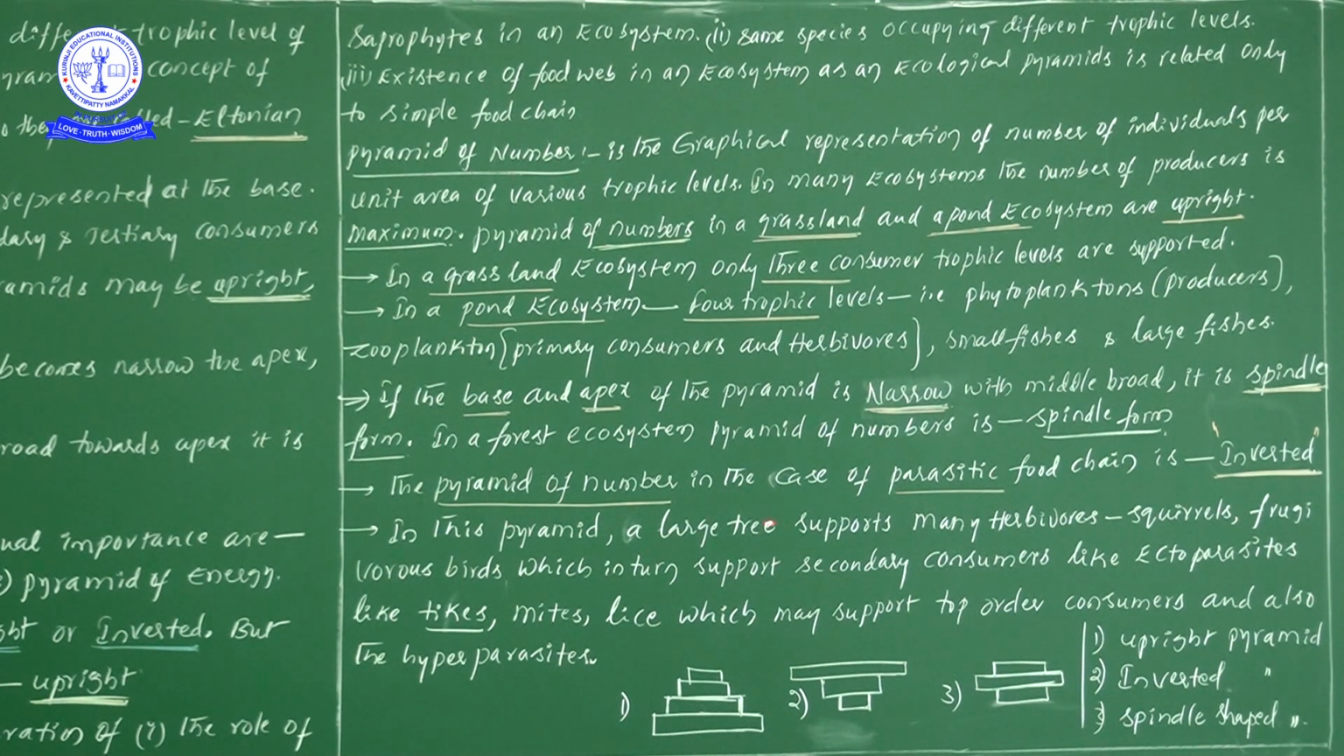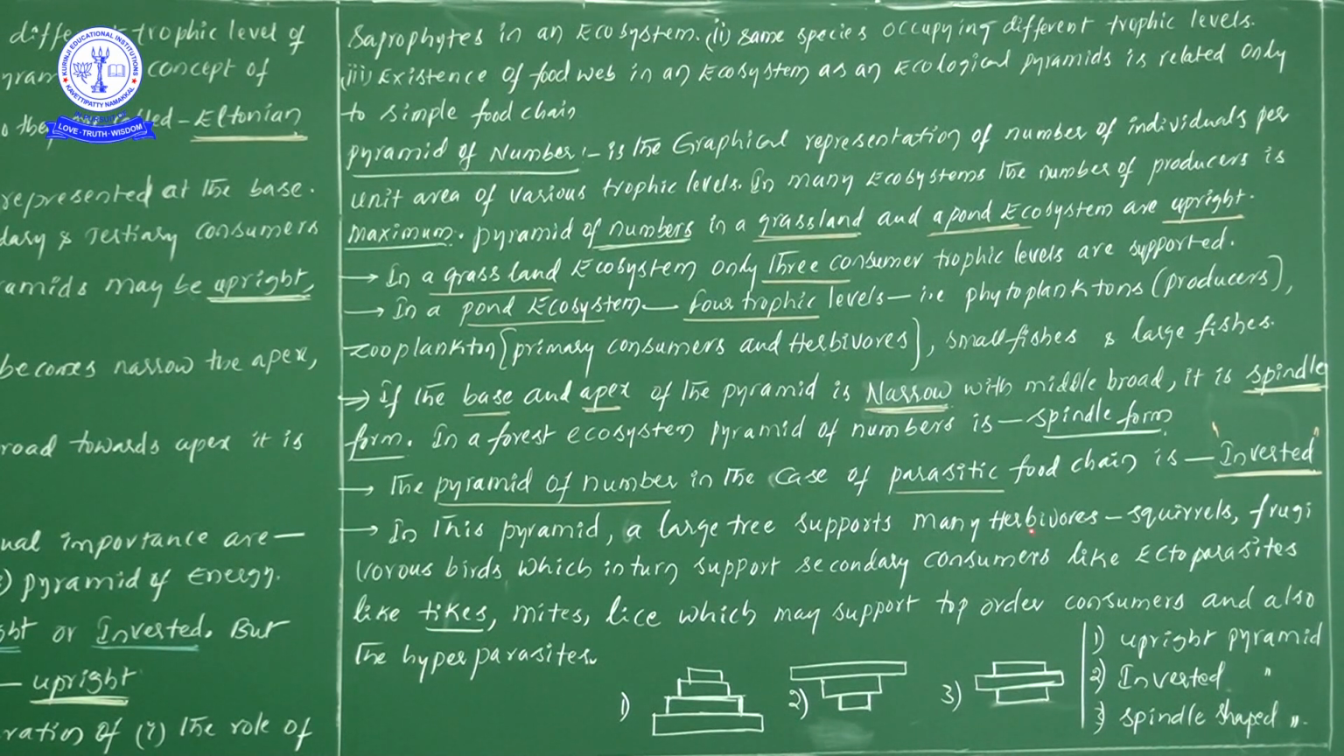In this pyramid, a large tree supports many herbivores. One large tree is there that supports many herbivores. These herbivores may be squirrels, frugivorous birds. Frugivorous birds means fruit yielding birds, which in turn support secondary consumers like what are those? Ectoparasites like ticks, mites and lice. Which may support top order consumers and also hyperparasites.